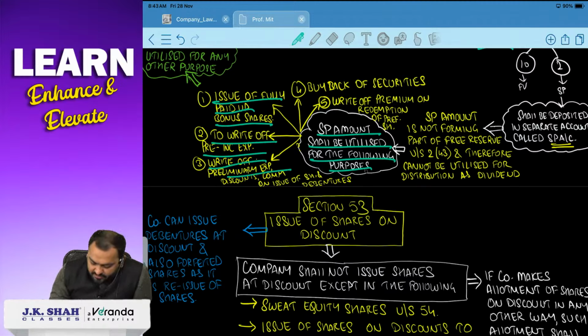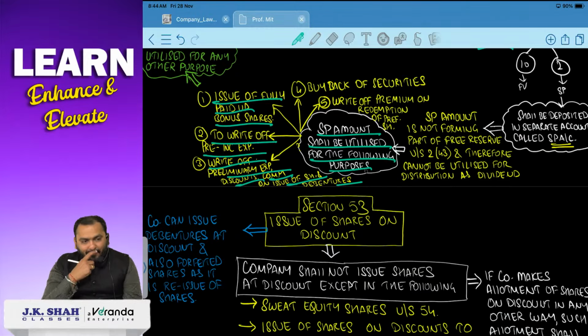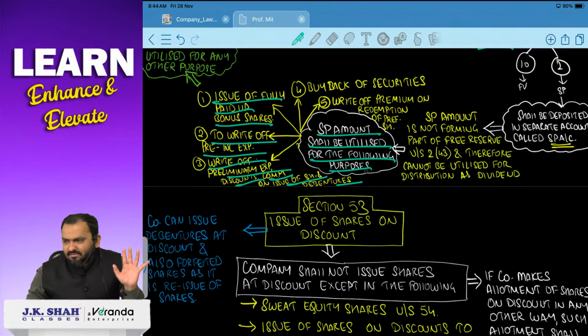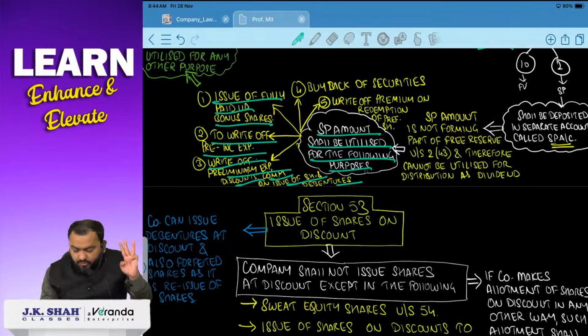So this money can be utilized to write off pre-incorporation expenses. Then write off preliminary expenses, discount, and commissions on issue of shares and debentures. We give commission money to underwriters, correct? So this amount can be utilized for that purpose also. Oh, I forgot it's the revision class. Why am I going into so much detail? Otherwise we won't finish the chapter. Sorry. I assume you have studied this chapter once, correct? So there are 5 points basically. First point, you can use this money for issue of fully paid up bonus shares. Second, write off pre-incorporation expenses. Third, you can utilize this money for writing off preliminary expenses, discount, and commission on issue of shares and debentures.